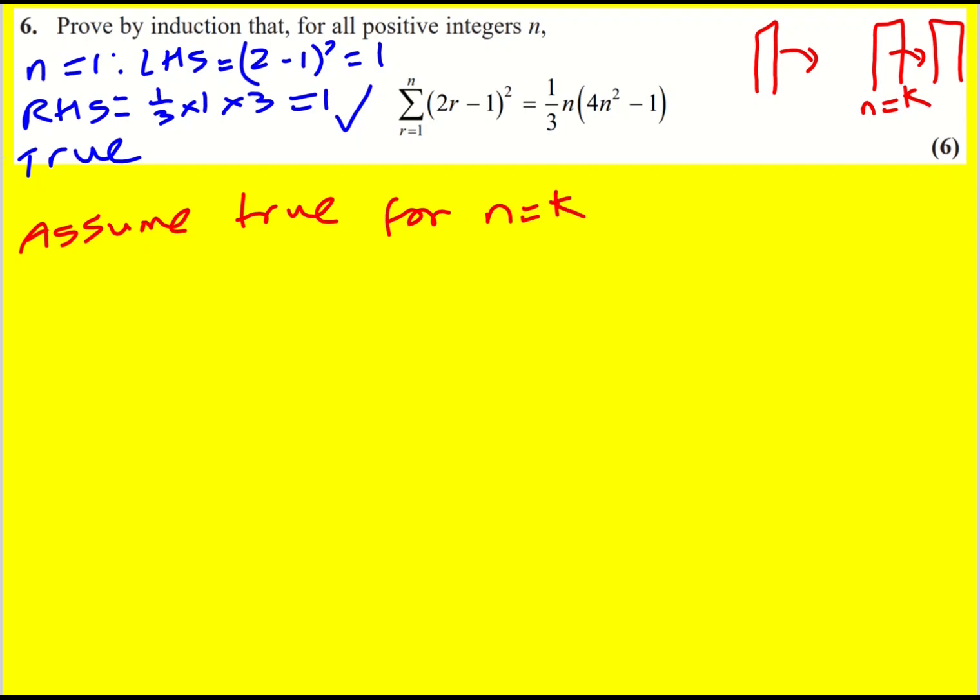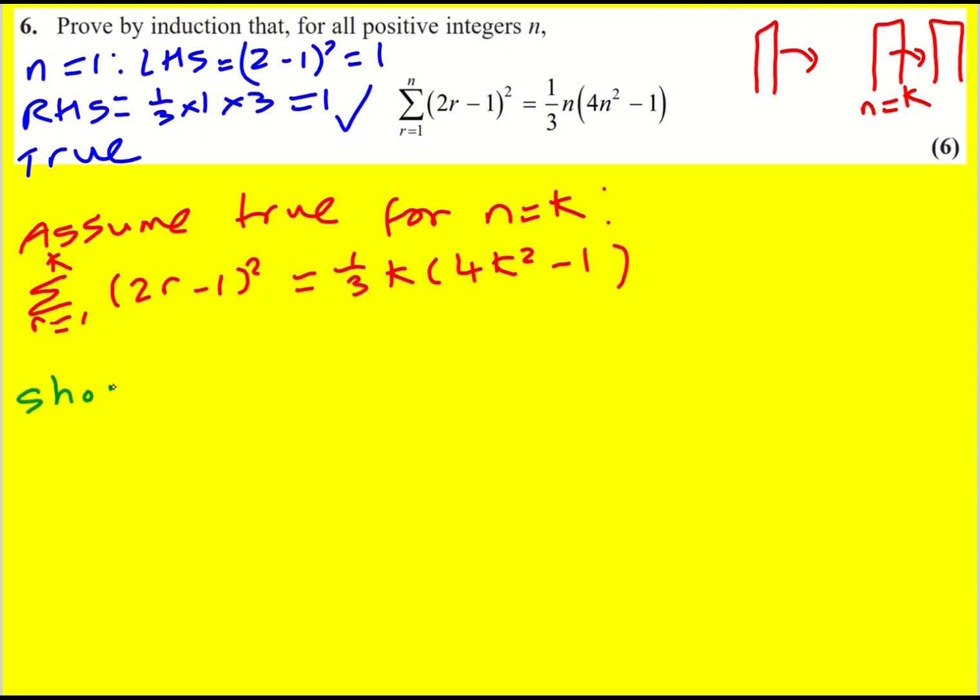for n equals k. I'll write the exact same statement down, but from r equals 1 to k of (2r minus 1) squared equals a third k (4k squared minus 1). Now we're going to show that this implies true for n equals k plus 1.